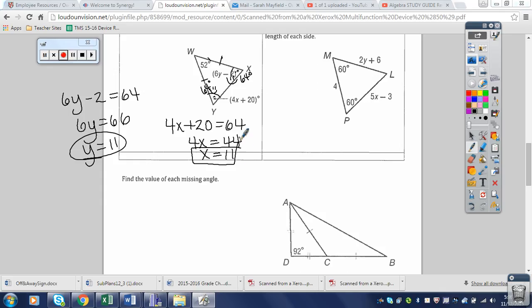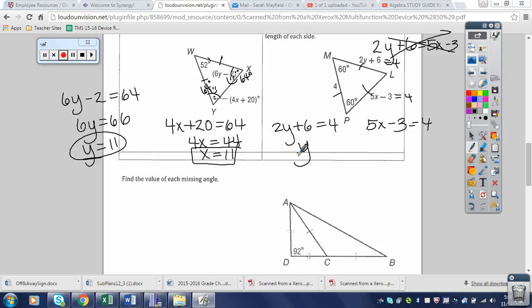Look at the next one. How'd you set up this one? Well, the same way. You know these are all equilateral. If you set 2y plus 6 equal to 5x minus 3, that's obviously not going to work. But you know these equal 4. So 2y plus 6 equals 4, and 5x minus 3 equals 4. So you should get y equals negative 1, and x equals 7 over 5, which is just 1.4.